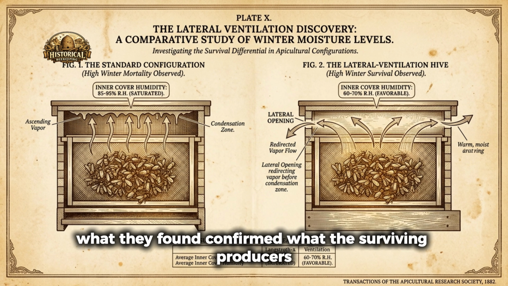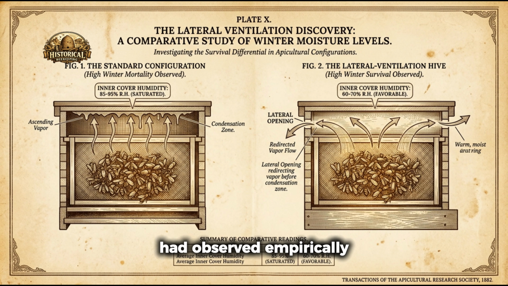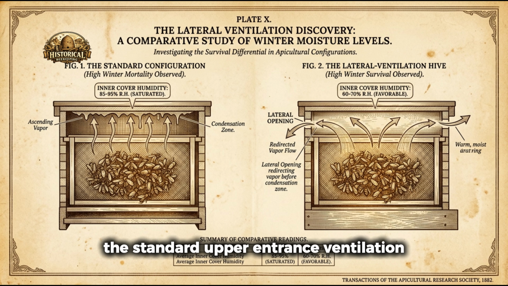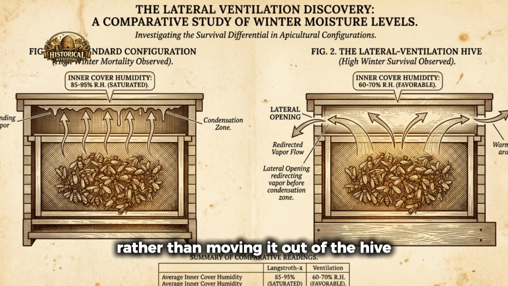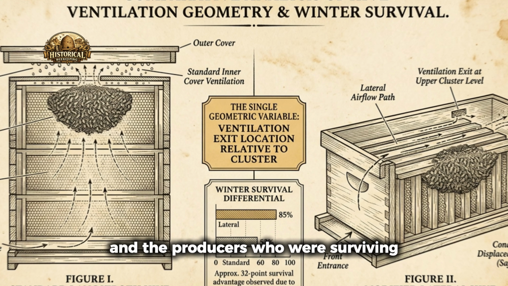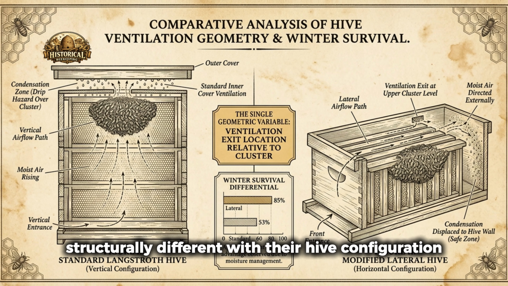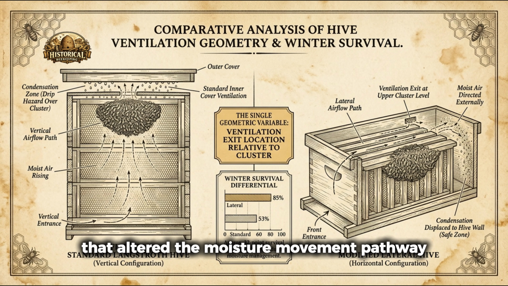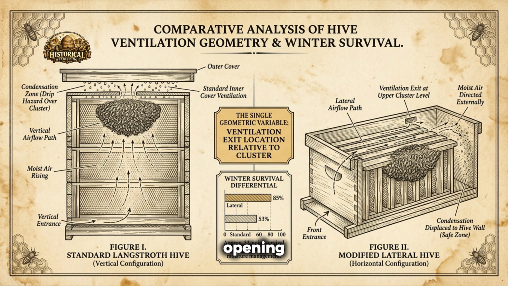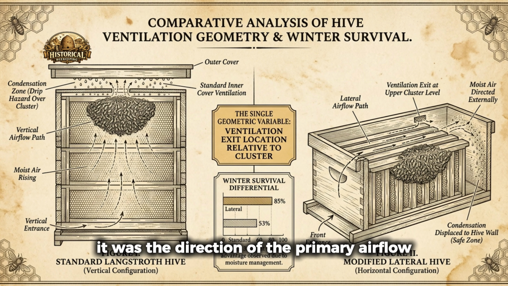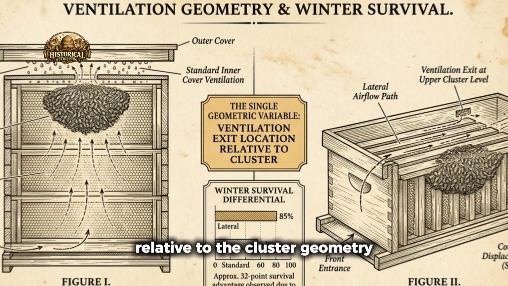What they found confirmed what the surviving producers had observed empirically. The standard upper entrance ventilation concentrated moisture at the inner cover rather than moving it out of the hive. And the producers who were surviving were doing something structurally different with their hive configuration that altered the moisture movement pathway. The difference was not the size of the ventilation opening. It was the direction of the primary airflow relative to the cluster geometry.